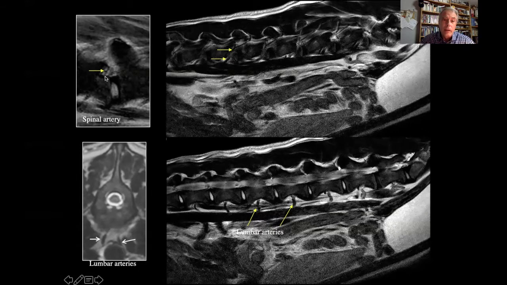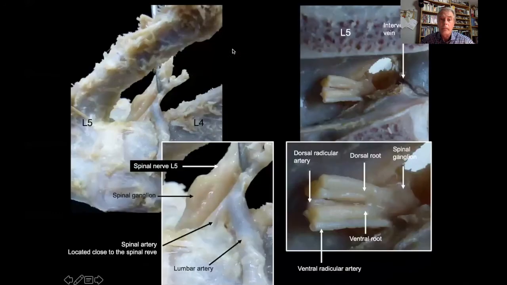And on MRIs, you see these small branches here that are spinal arteries, branches from the lumbar arteries. Let's have a close look in dissections. So this is the vertebral column, right? This is L5, L4. This is a spinal nerve, right?